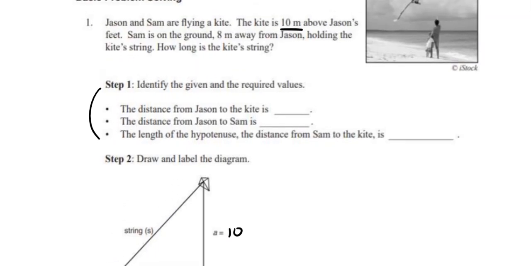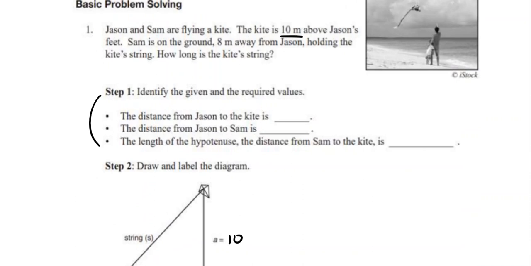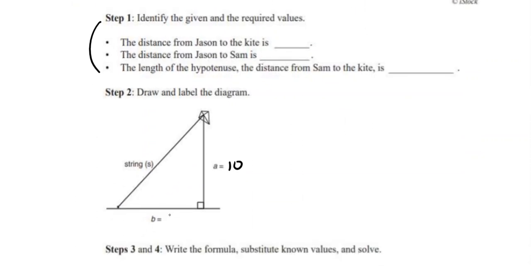I kind of jumped past this part too. You guys can usually just make a picture and then put the numbers in. All right, so that's going to be 10. What will B be? That's going to be 8, right? Sam's on the ground 8 meters away from Jason, holding the kite string. So that's going to be 8 meters.